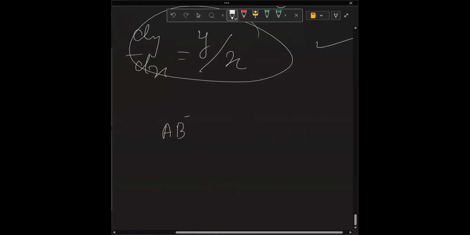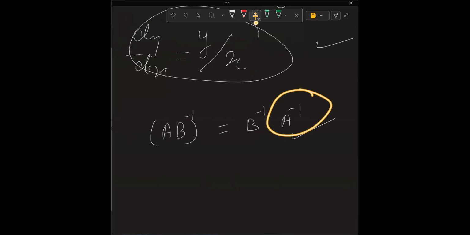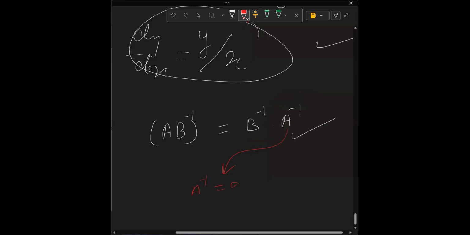So the main thing is AB inverse is equal to B inverse dot A inverse. So just you have to find A inverse. You already have B inverse. Once you get the A inverse, you can get AB inverse. So how you will find A inverse? A inverse को कैसे find करोगे? A inverse जो होता है वो होता है adjoint of A over modulus of A. This is your A inverse.